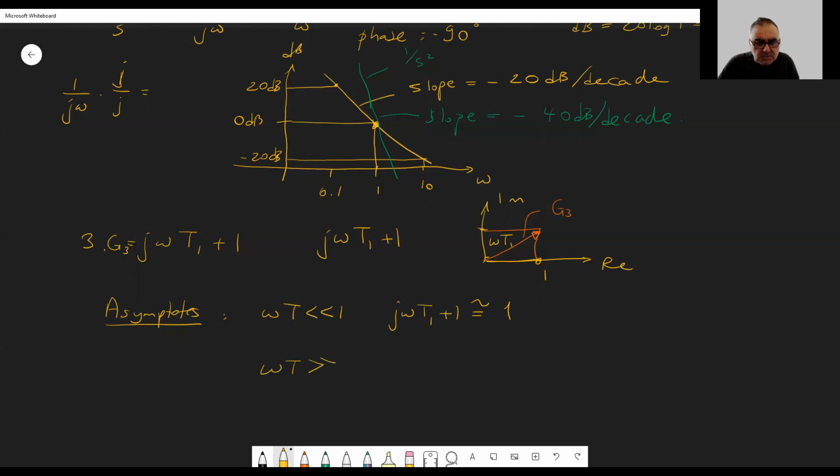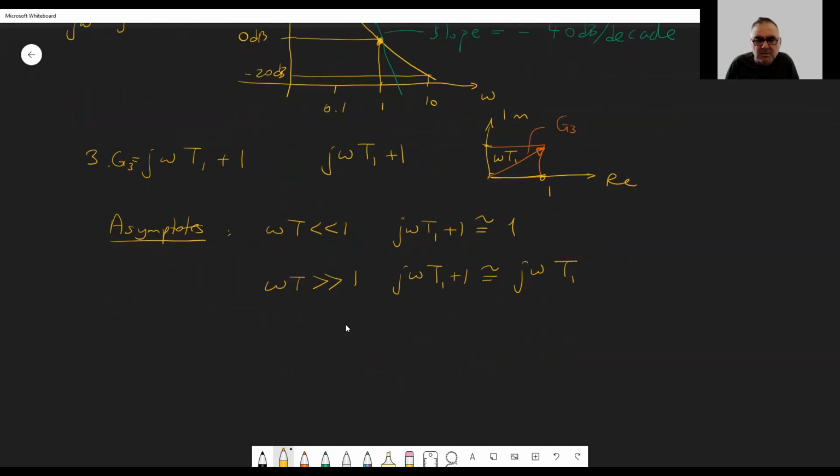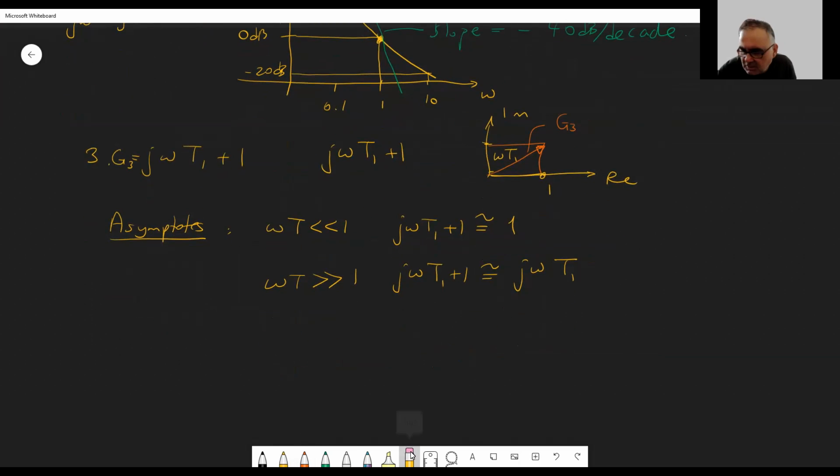On the other hand, when omega t is much greater than 1, you can write j omega t plus 1 approximately as j omega t. Actually, I don't know why I'm keeping this one thing. Actually, it's not even necessary. I can just delete this one. Omega t is enough because I'm not going to use a second t anyway. So omega t. So for very low frequencies, omega goes to 0, and here omega goes to infinity. For very low frequencies, it is equal to 1. For very high frequencies, it is equal to j omega t.